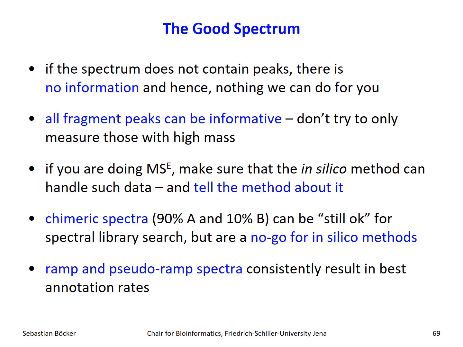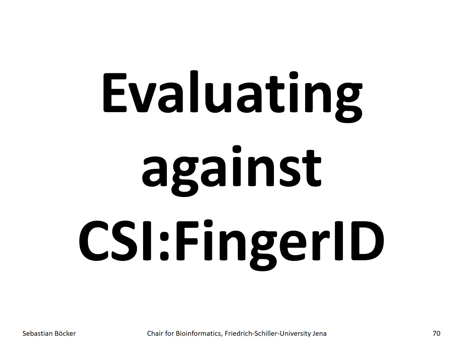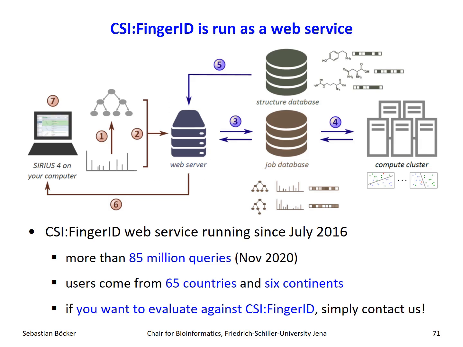One very last point. A lot of papers are nowadays published, and many evaluate against other methods, and evaluating against CSI FingerID is not that easy. So I thought I'd say a word about that. Why is it not easy? Because CSI FingerID is actually run as a web server on our side. You don't see it. Your computer, if you run Sirius, just submits something in the background onto our web server, and this then puts it onto a compute cluster with a job. There are a lot of databases, loads and loads of things going on. So that was a really good design decision. Otherwise the installation of Sirius with CSI would probably take, I don't know, 2 weeks, and could only be performed by people who hold a PhD in computer science.